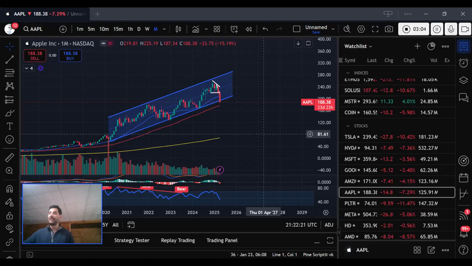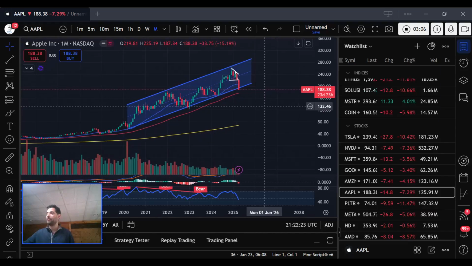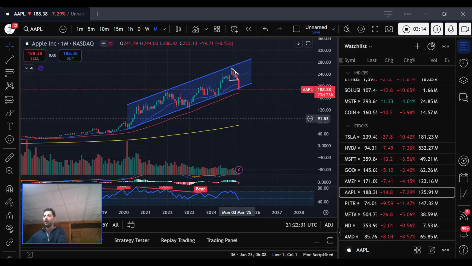I don't know if it's going to get there. I mean, if Apple gets down that far, the whole market has tanked. But we'll see what happens. I don't know if that's part of Trump's master plan or not.